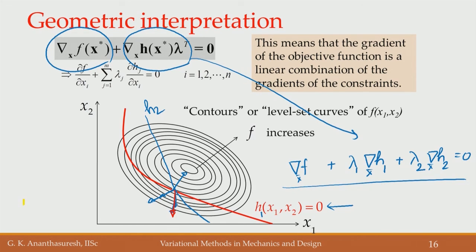So, the gradients of the two constraint functions, this and this, will be in the opposite direction to the gradient of the objective function. That is how we can interpret it in multiple variables. If there are n variables and m equality constraints, m should be less than n. We will discuss how we can derive this in the next lecture. Thank you.